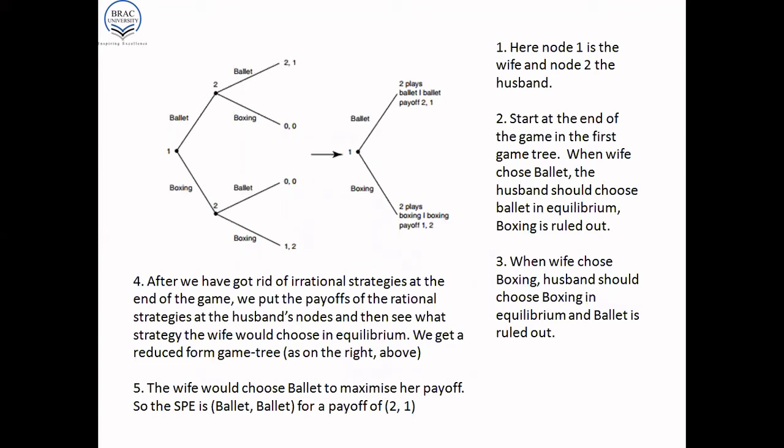So let's look at this situation. This is the original Battle of the Sexes game. Node 1 is the wife, node 2 is the husband, and we are going to start at the end of the game. So let's look at the subgame starting from node 2. Think about the husband. When the wife chooses ballet, what action would the husband choose? He will also choose ballet and get a payoff of 1, rather than irrationally choosing boxing and getting a payoff of 0.